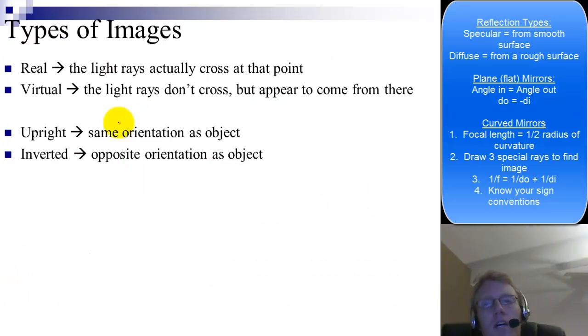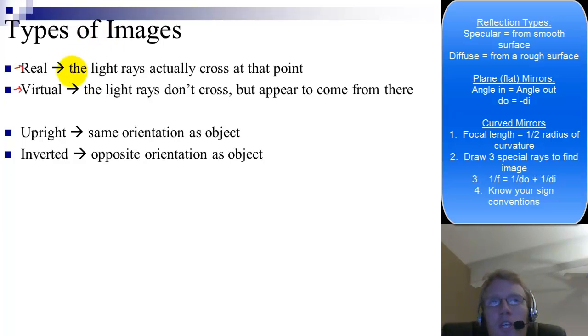Then you're going to get different types of images based on the geometry and where it's located. The possibilities are that your image is either going to be real or virtual. A real image means that when you trace all of your lines, they actually cross at a certain spot, and there's going to be an image located at that spot. That means the light is physically present, and if you held an index card there, you would see the little image showing up on the screen.